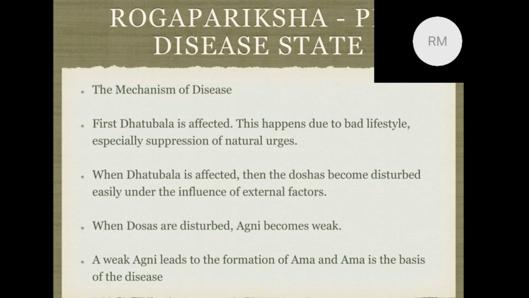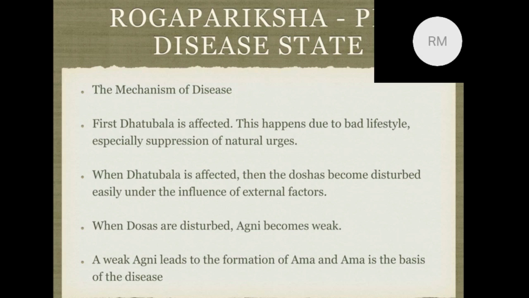So when the dhatus are weak, that means the body has less strength, then the doshas become easily disturbed. So the prevention of a disease actually would be to increase the strength of the dhatus. If you keep the dhatus strong, then the chances of doshas getting influenced by external etiological factors are very, very less. So this is the sequence.